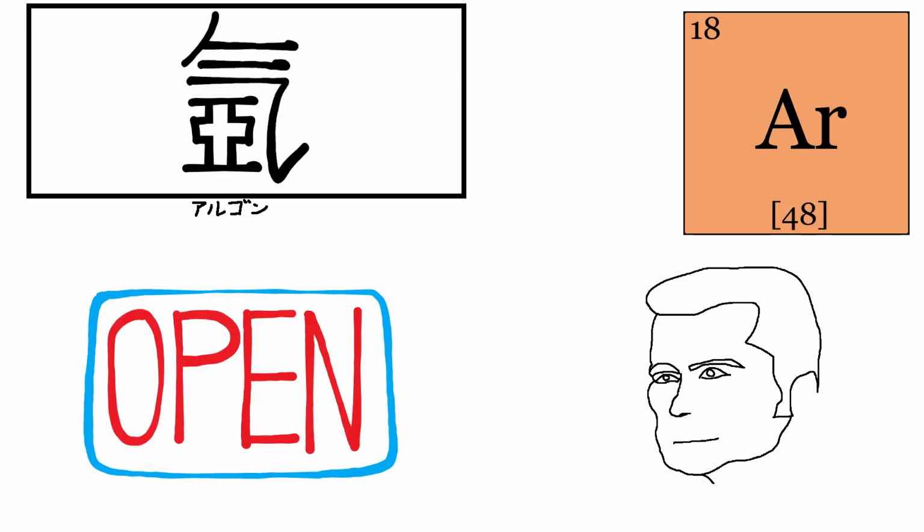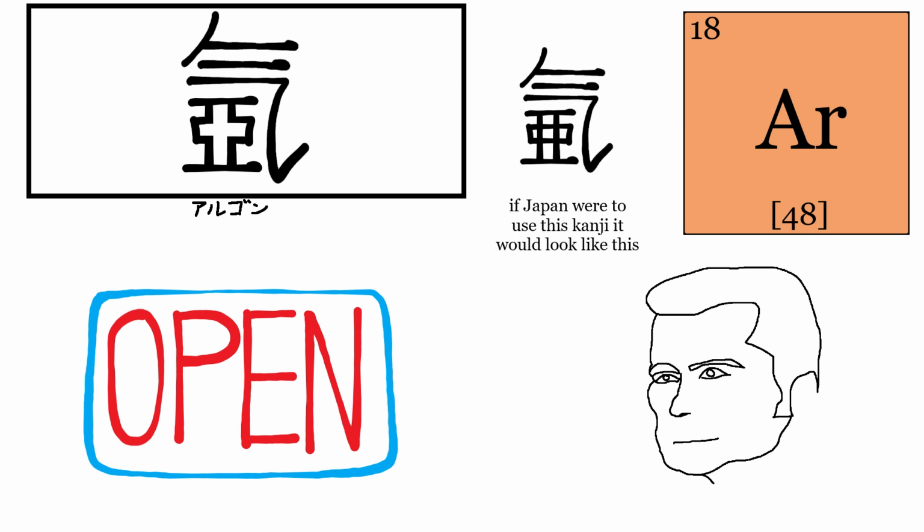Argon is written like this. It's a gas, so it uses this radical. I didn't know that until I saw this kanji. See how effective kanji can be at times?